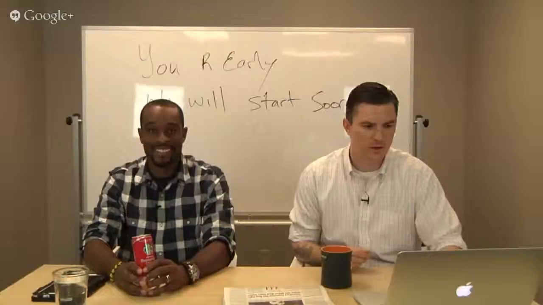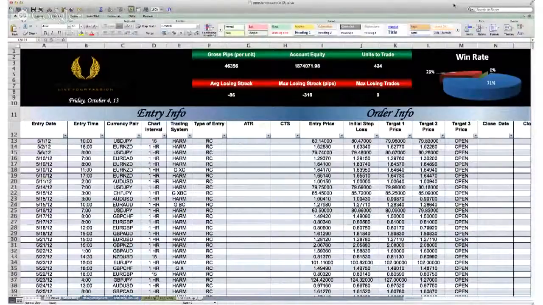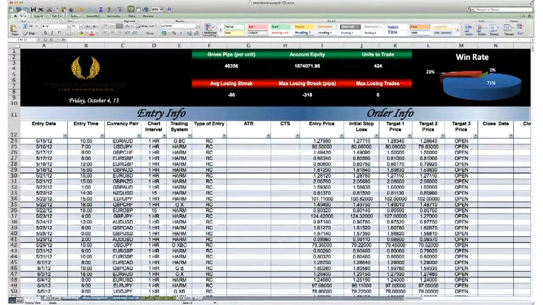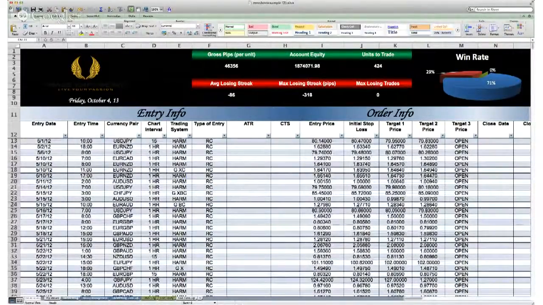Now, this is the money management spreadsheet that we give you as part of the money management training that we do. One of the absolute beautiful things about this spreadsheet is that you enter in your information and it does everything else. The first thing we start out with at the bottom of the screen is our back testing sheet. This is where you enter in all of your back testing information: all the trades that you're taking in back test, the time that you entered, the currency pair, what time frame it was, and the trading strategy that you're using.